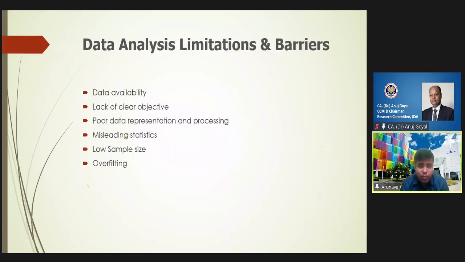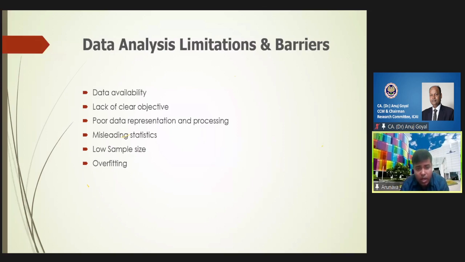But what are the limitations? I just kept it, we already discussed it. So data analysis has some limitations because we are dependent on data. Data availability is one limitation. Some research problems cannot be answered if there is no proper data availability. If you don't have a clear objective, you may fail in data collection too. If the data is poorly processed, then there is a problem in data analysis.